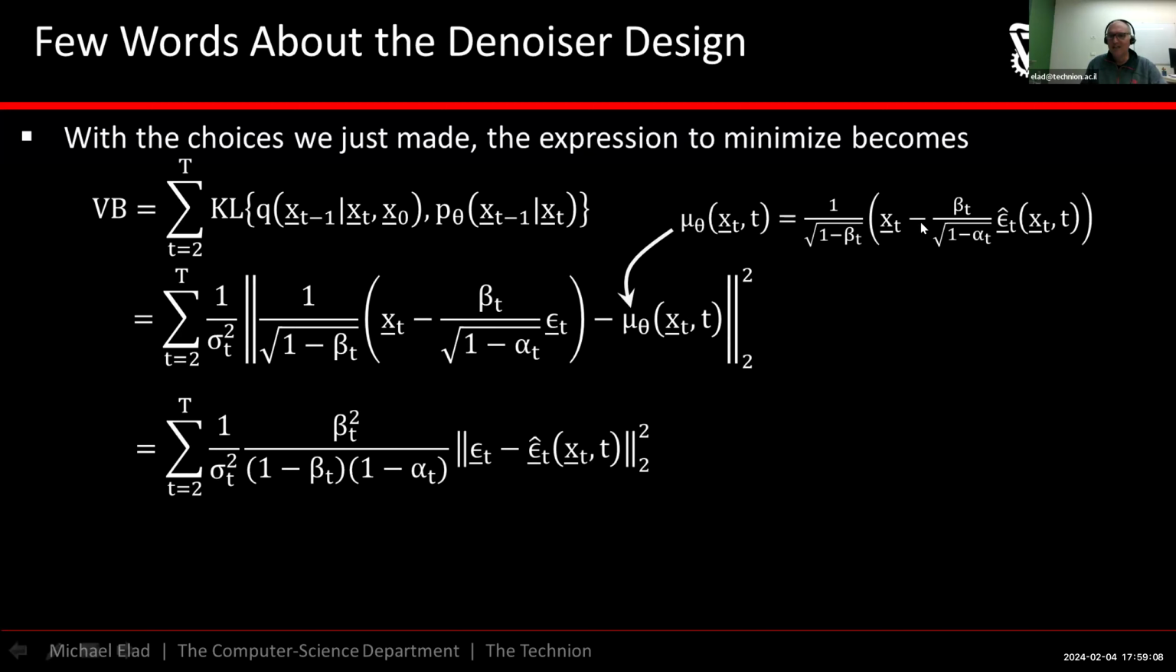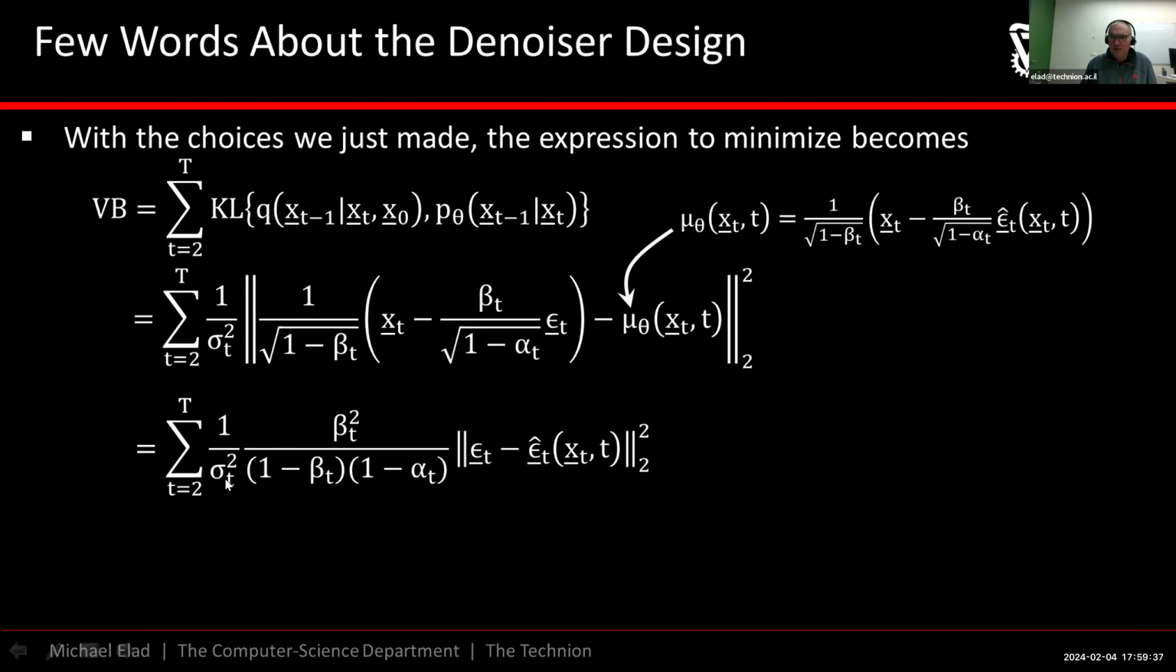Look what happened. The xt here drops with the xt here, and I'm getting that 1 over the square root of 1 minus beta squared comes out in squared. So here it is. 1 over sigma t squared remains in place. Beta t comes out in squared. 1 minus alpha t comes without the square root, and it is epsilon t minus epsilon t hat here. This is exactly a denoiser design. You show me the true noise, and I'm trying to fit the noise that I'm estimating so that I'm getting as close as possible to it.